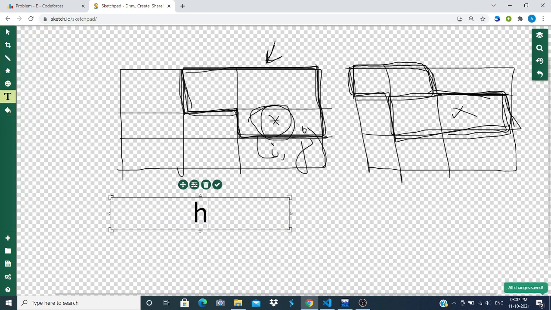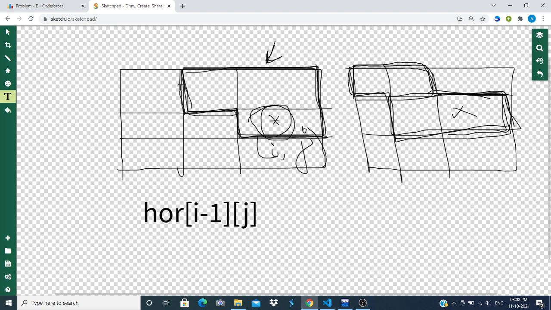That will basically be equal to horizontal of I, not I. Basically, it will be equal to I minus 1 and j, right? So this will be the number of horizontal staircases which follow this structure, right?